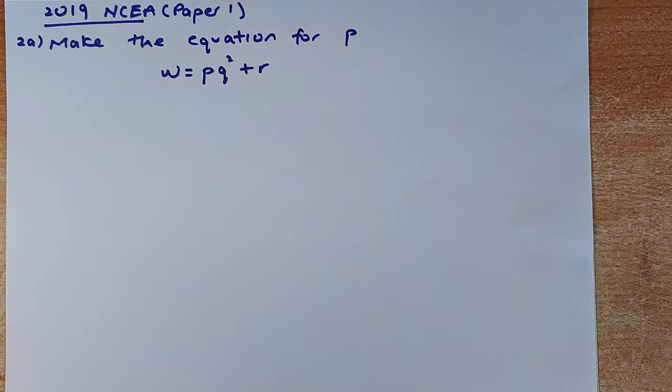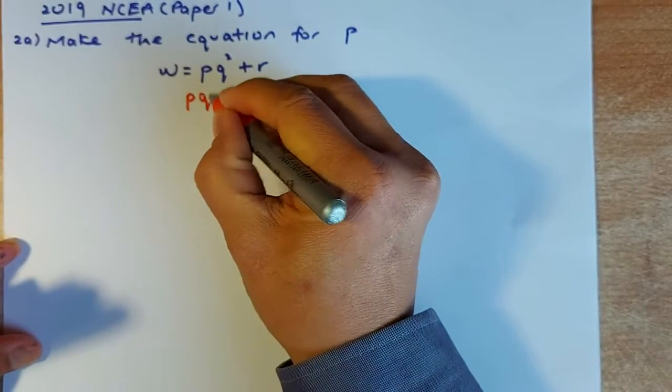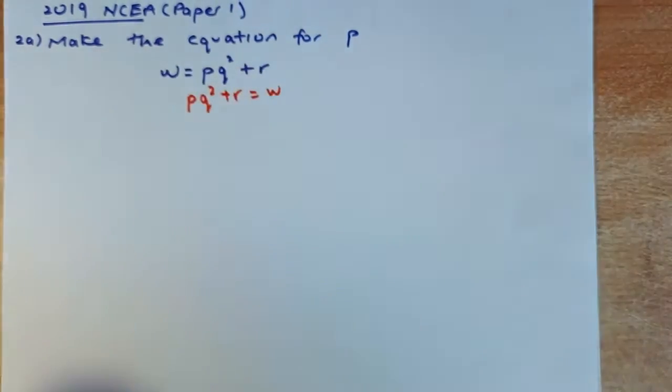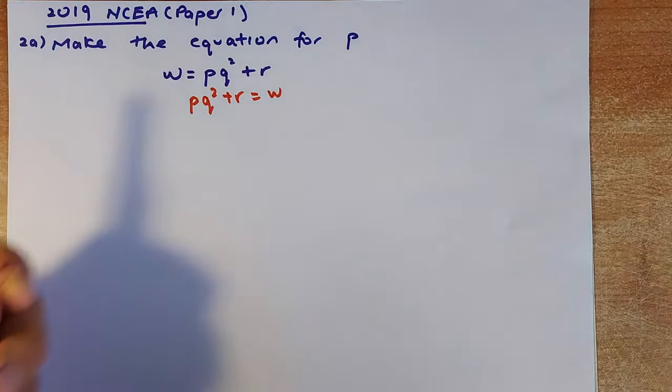We shall first look at the 2019 NCEA paper. They ask you to make P the subject of the formula. So the first thing you do, you want P on the left, so you swap the equation. PQ squared plus R equals W. Just put the W on the other side of the equation. Now, you are going to take the rest of the equation that's not P to the other side.